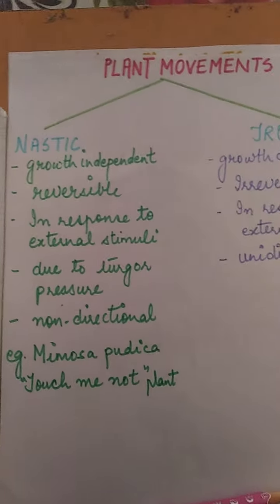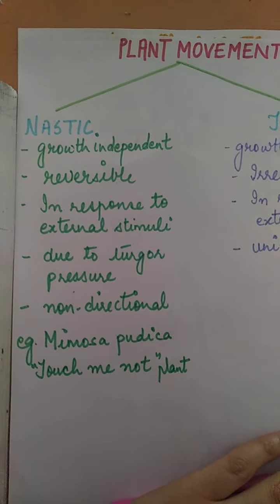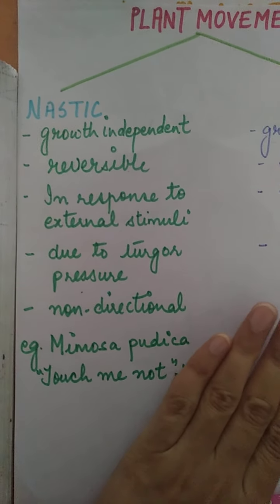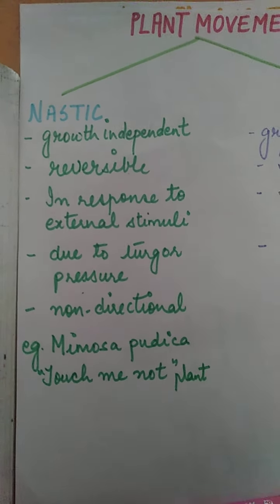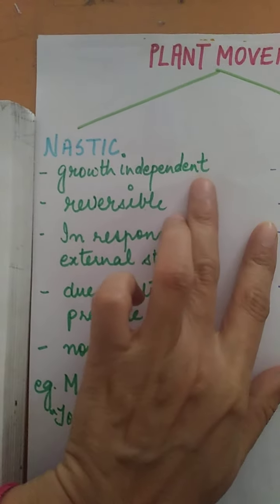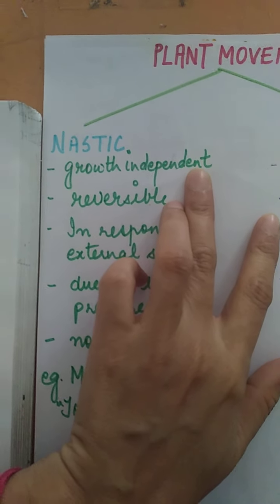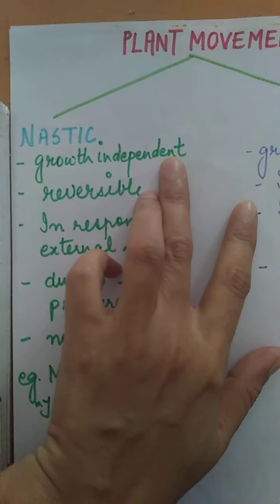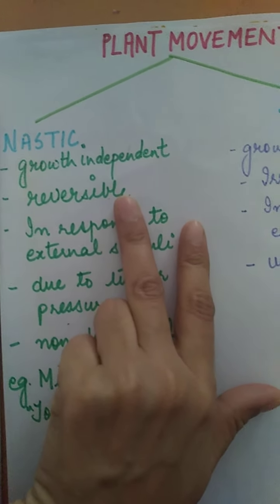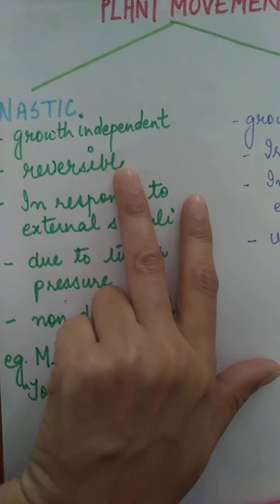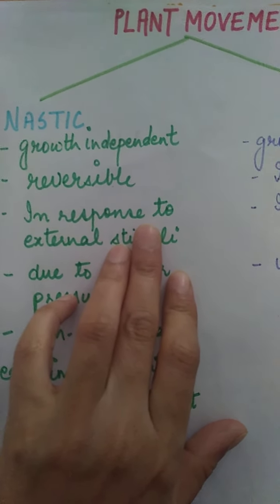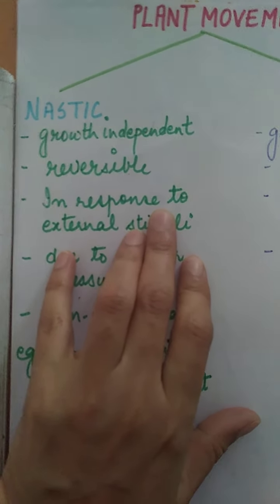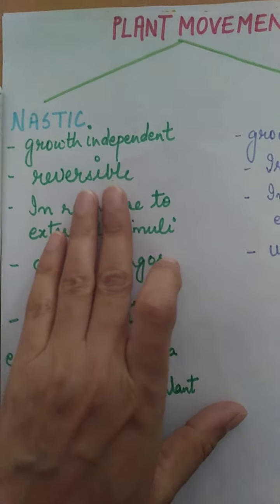So when they receive an external stimulus in the form of touch, they simply close, and after a few seconds or minutes, they open up again. We haven't seen any kind of growth in the leaves of the plant during this time. So they are growth independent. No growth is occurring at that point of time. They are reversible movements because once you touch the plant, it closes its leaves, and after some time it opens up again. It's not a constant change, not one which, once happened, will not return. So it is a reversible change.